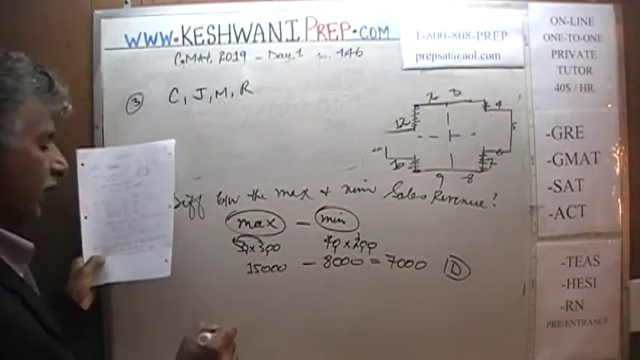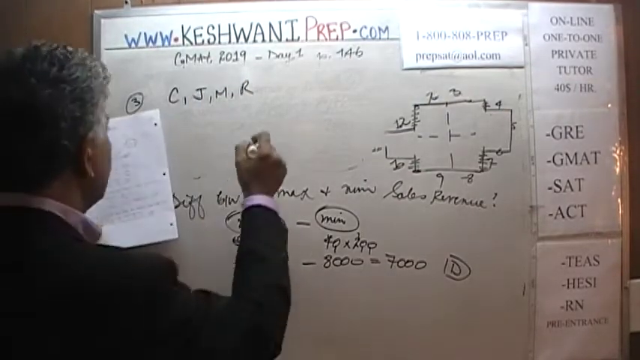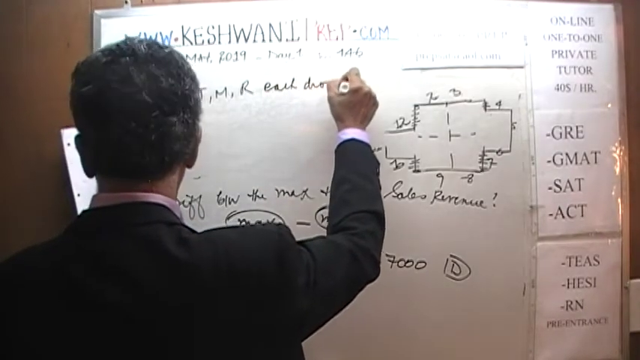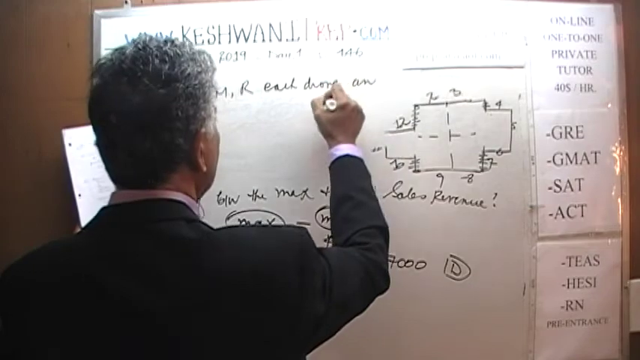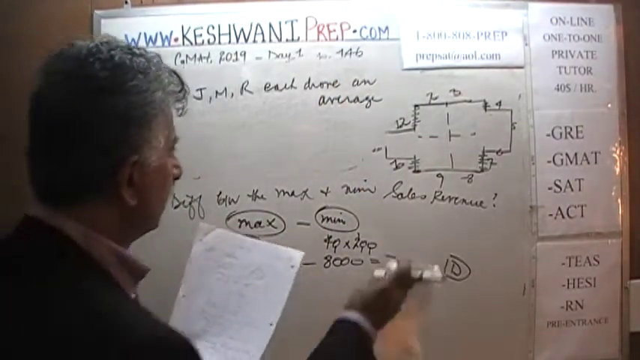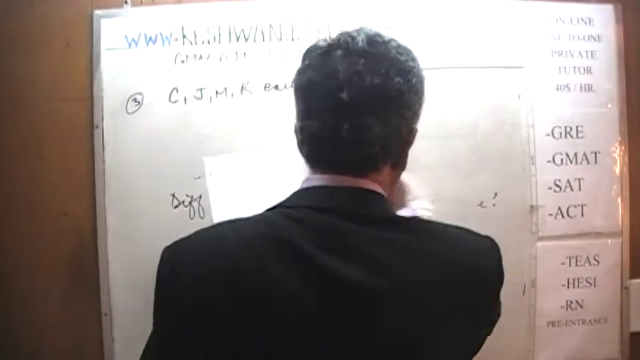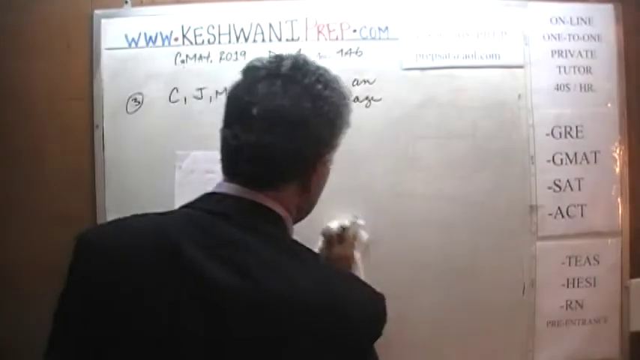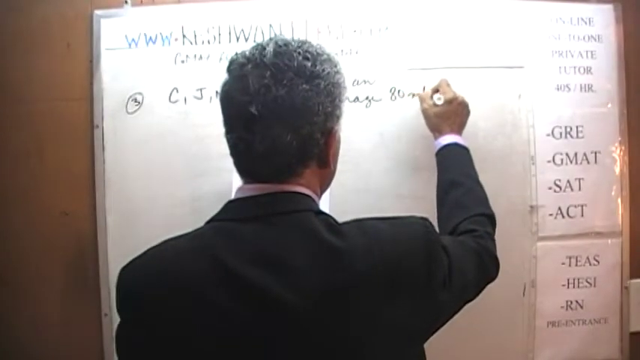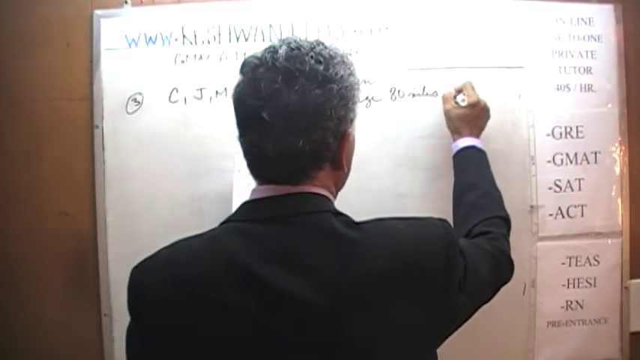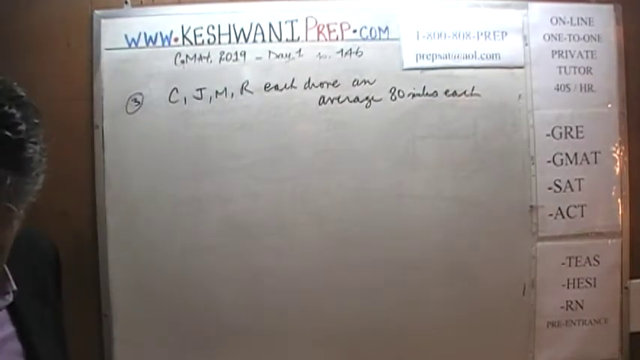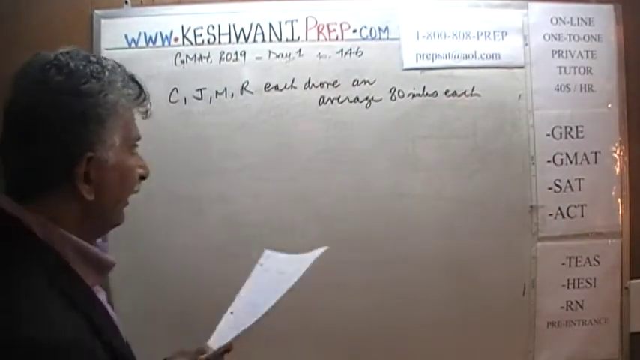Apparently only four people, not five, only four people. And we are told that each drove an average of 80 miles each. These people, C, J, M, and R, each drove an average of 80 miles.